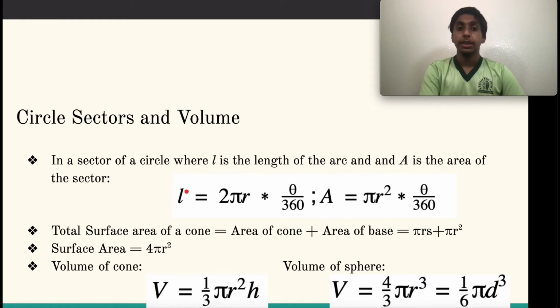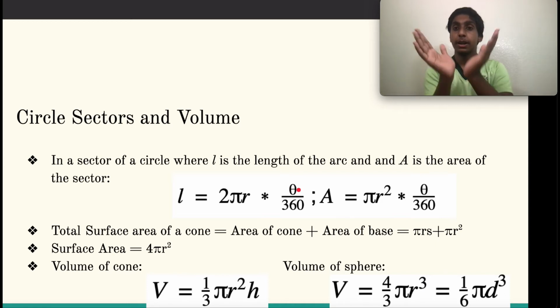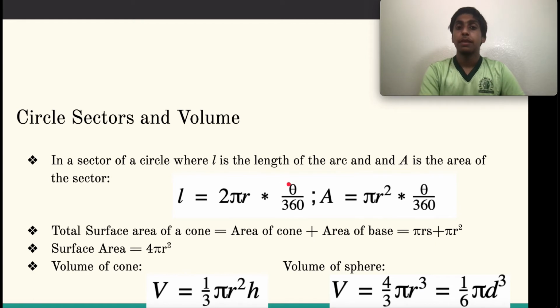Then your length is going to be 2 pi r times theta over 360. Now theta is the angle of your pie slice. So however wide my pie slice is, the interior angle or the central angle you could call it, is going to be theta. So 2 pi r times theta over 360 is equal to L, and your area is going to be pi r squared times theta over 360.